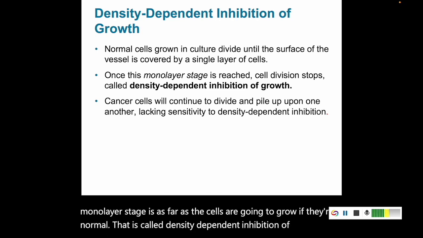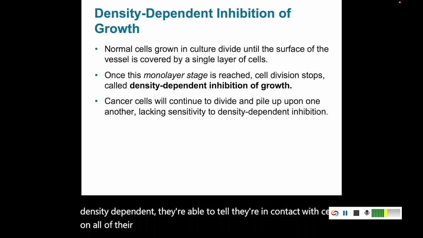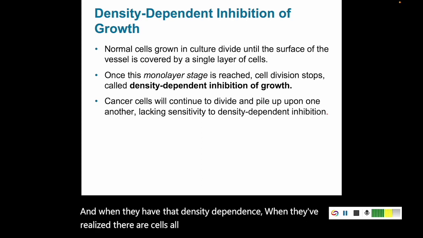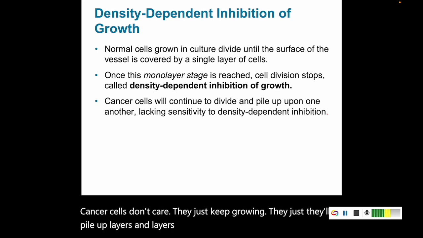So density-dependent, they're able to tell they are in contact with cells on all of their sides. And when they've realized there are cells all around them, that inhibits their growth. They stop growing. Cancer cells don't care. They just keep growing. They'll pile up layers and layers of cancer cells. They don't have any sensitivity to density-dependent inhibition.